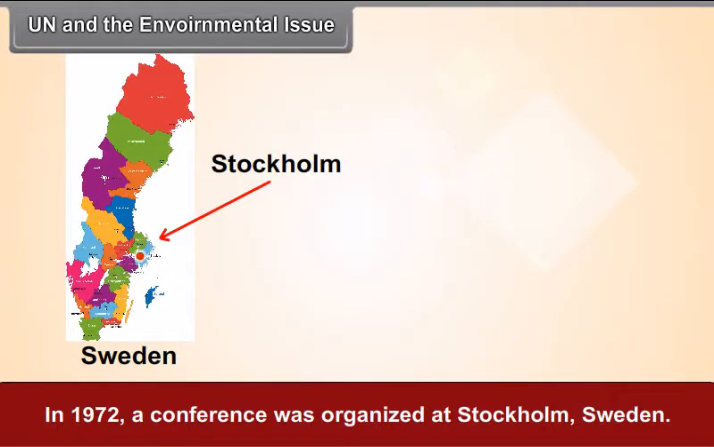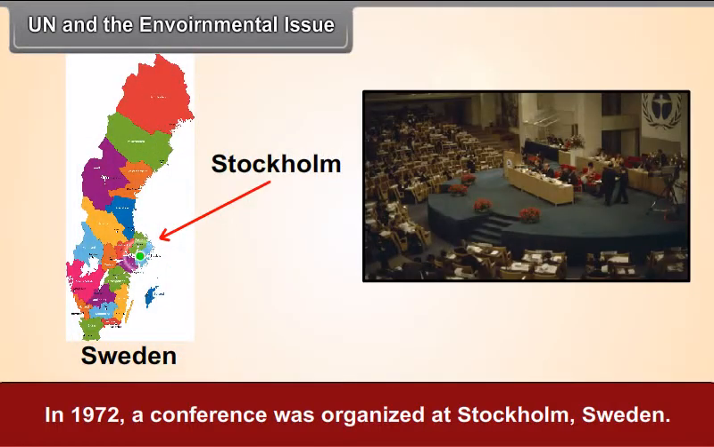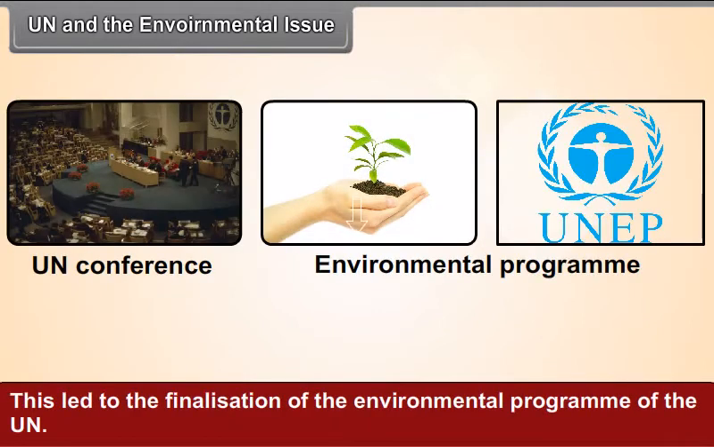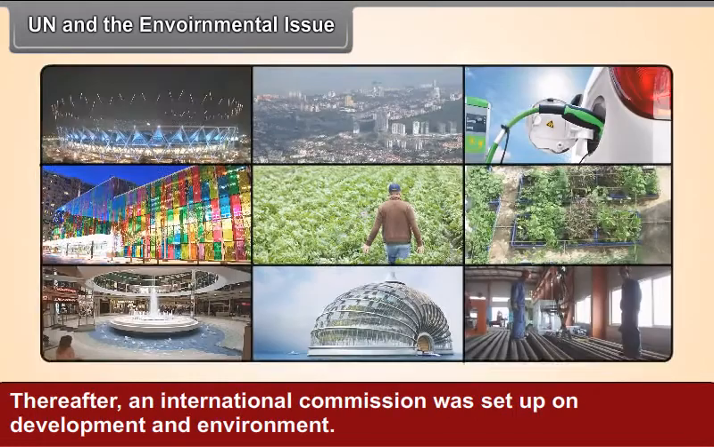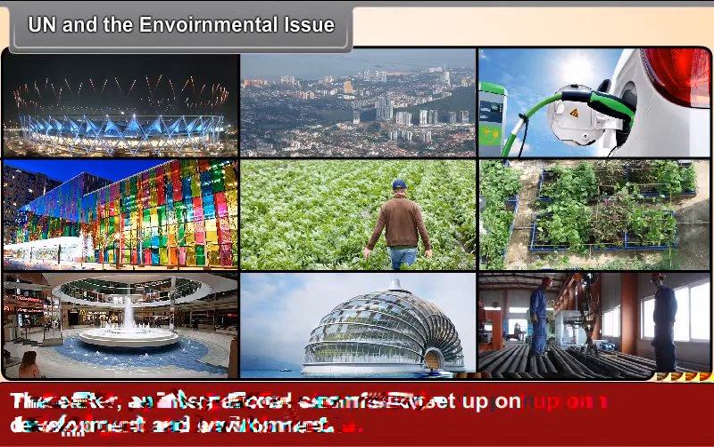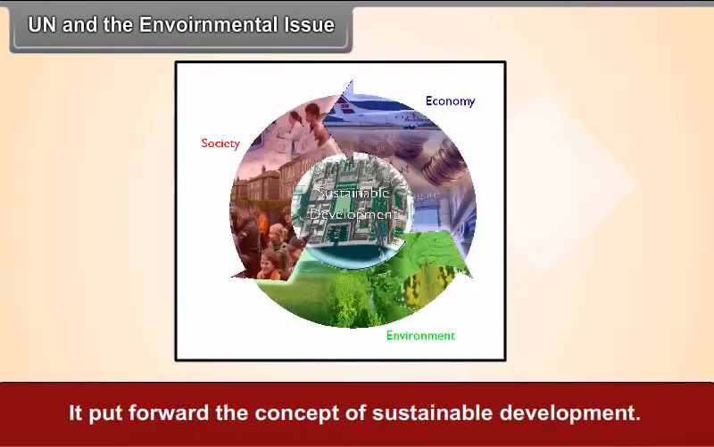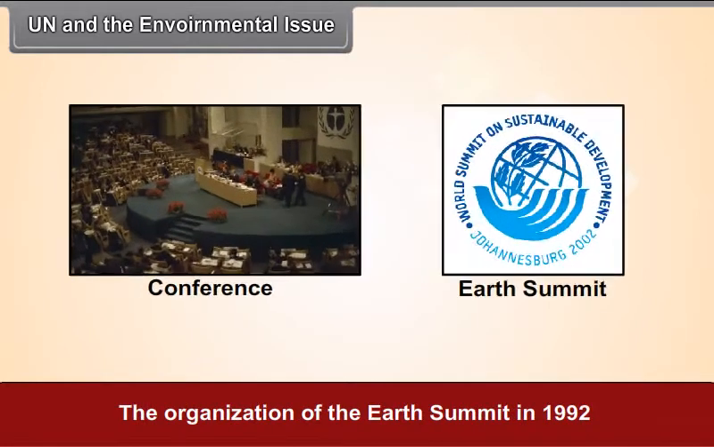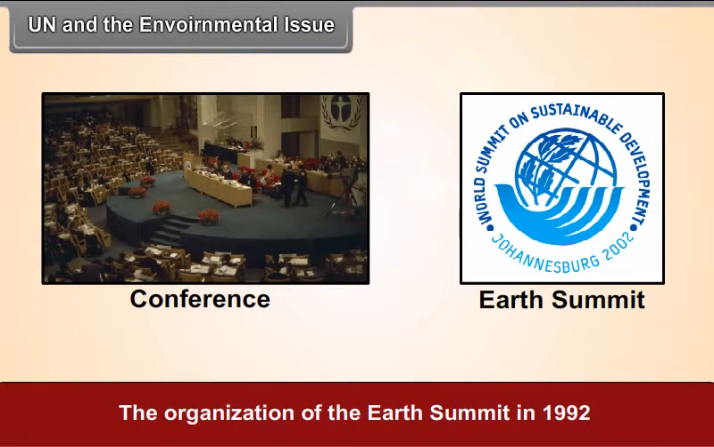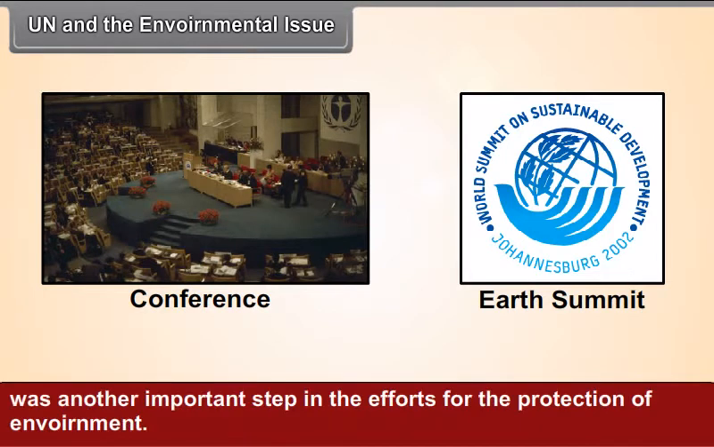In 1972, a conference was organized at Stockholm, Sweden. This led to the finalization of the environmental program of the UN. Thereafter, an international commission was set up on development and environment. It put forward the concept of sustainable development. The organization of the Earth Summit in 1992 was another important step in the efforts for the protection of the environment.